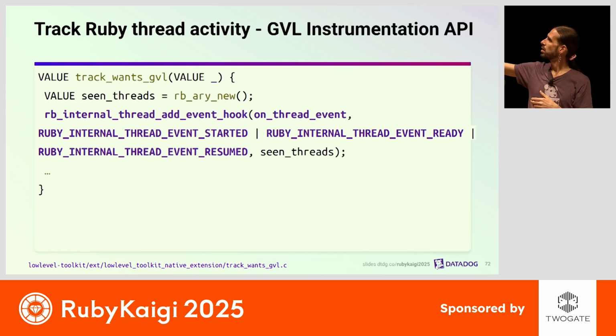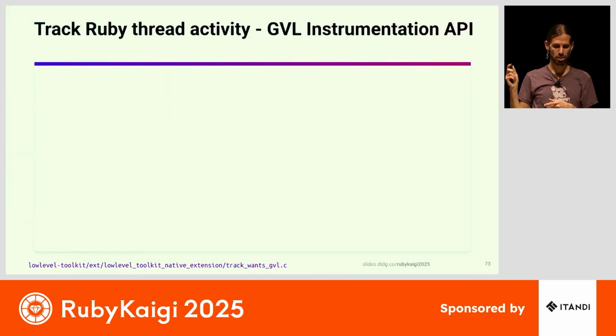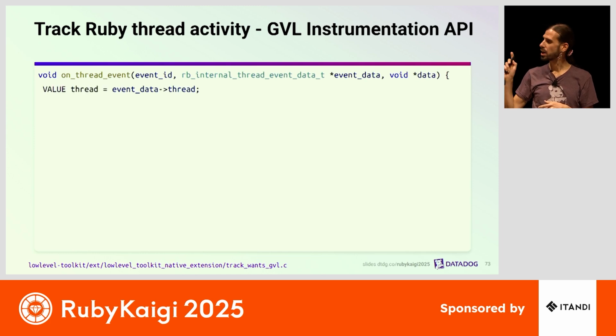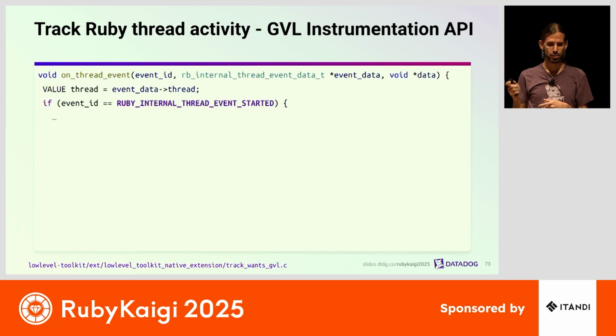We create the event hook, we call add event hook. We say that we're interested in the started, ready, and resumed events. And we want Ruby to call us on our onThread event function. And then inside onThread event, we get the information of the current thread. If the thread got started, we do some bookkeeping.